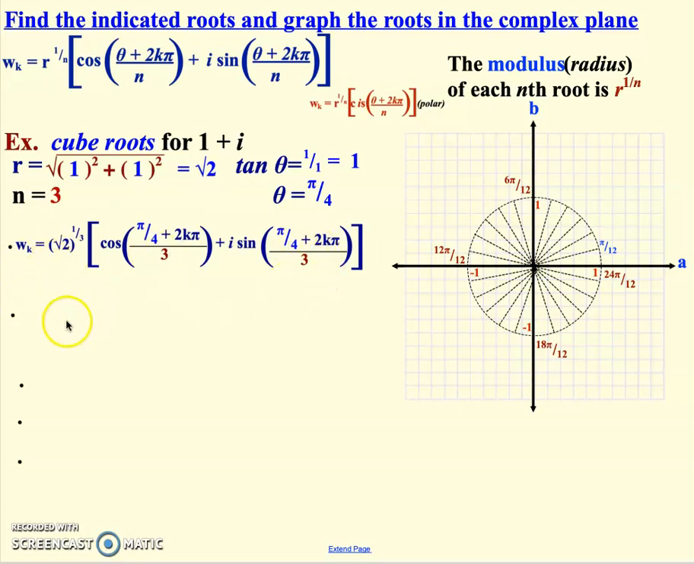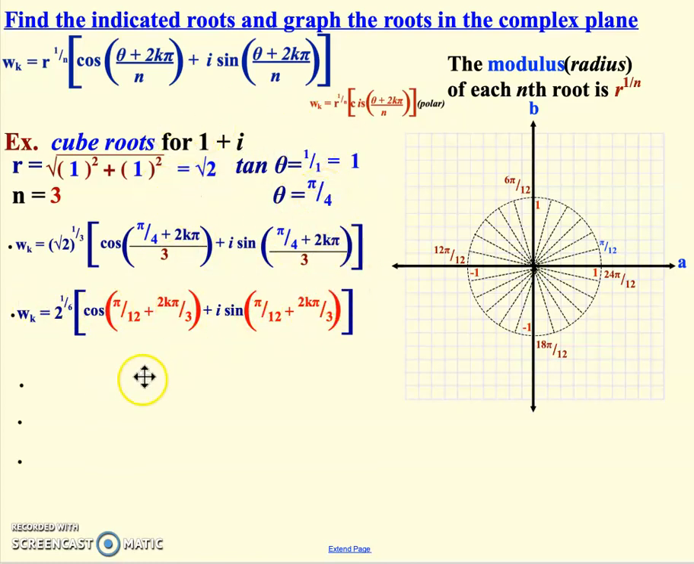Now I want to clean this mess up, make it a little bit nicer. So 2 to the 1/6, that comes from this being 2 to the 1/2 actually, and then 1/2 to the 1/3, excuse me, is 1/6. Pi over 4 over 3 is pi over 12, and then 2k pi over 3, 2k pi over 3, and then we do that in both spots. So what I've done now is create a custom formula that's unique again to this information that'll allow me to generate my roots.